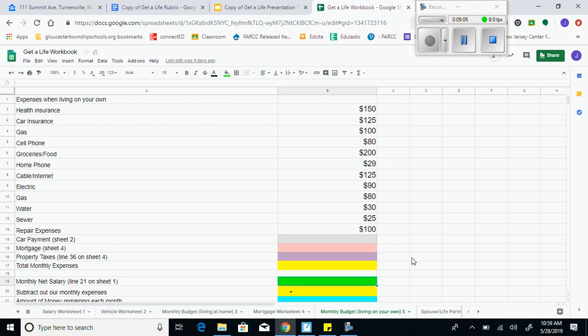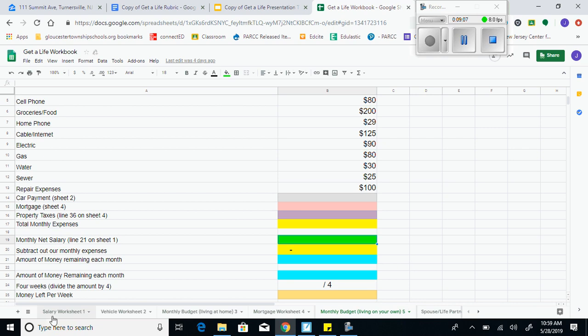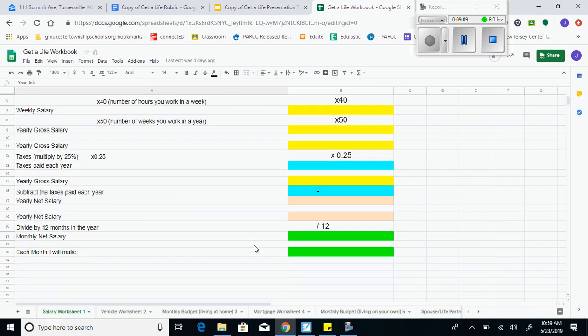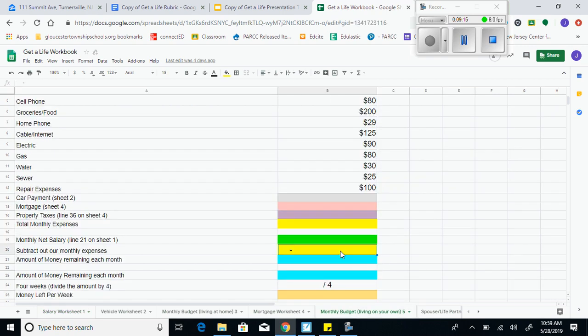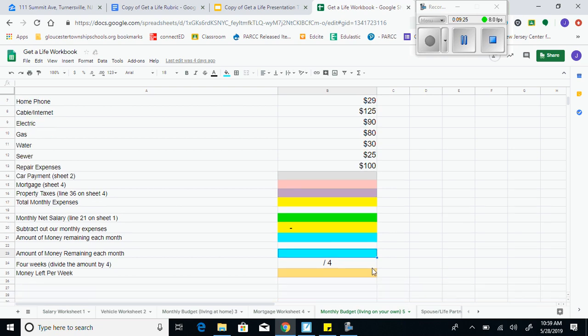You're going to take whatever your monthly net salary was. That's back on sheet 1. Monthly net salary, money I make each month. And you are going to subtract your expenses, and hopefully you are in the positive. If you are not in the positive, you are going to need to find a new home. We would like to see how much money you actually have each week. So you're going to take whatever money you have left over, divide it by 4, and that is the amount of money you have each week.